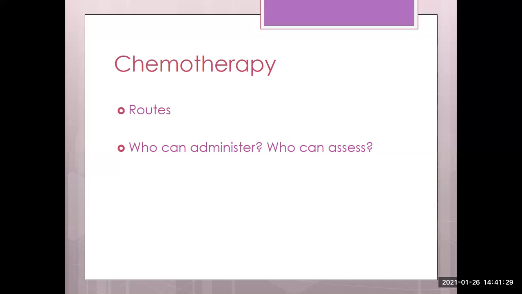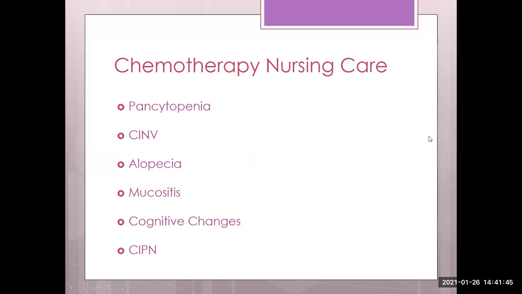So some big things, chemotherapy, because it kills all of those cells and those rapidly dividing cells, blood cells are big. Let's go to the next slide. So pancytopenia.